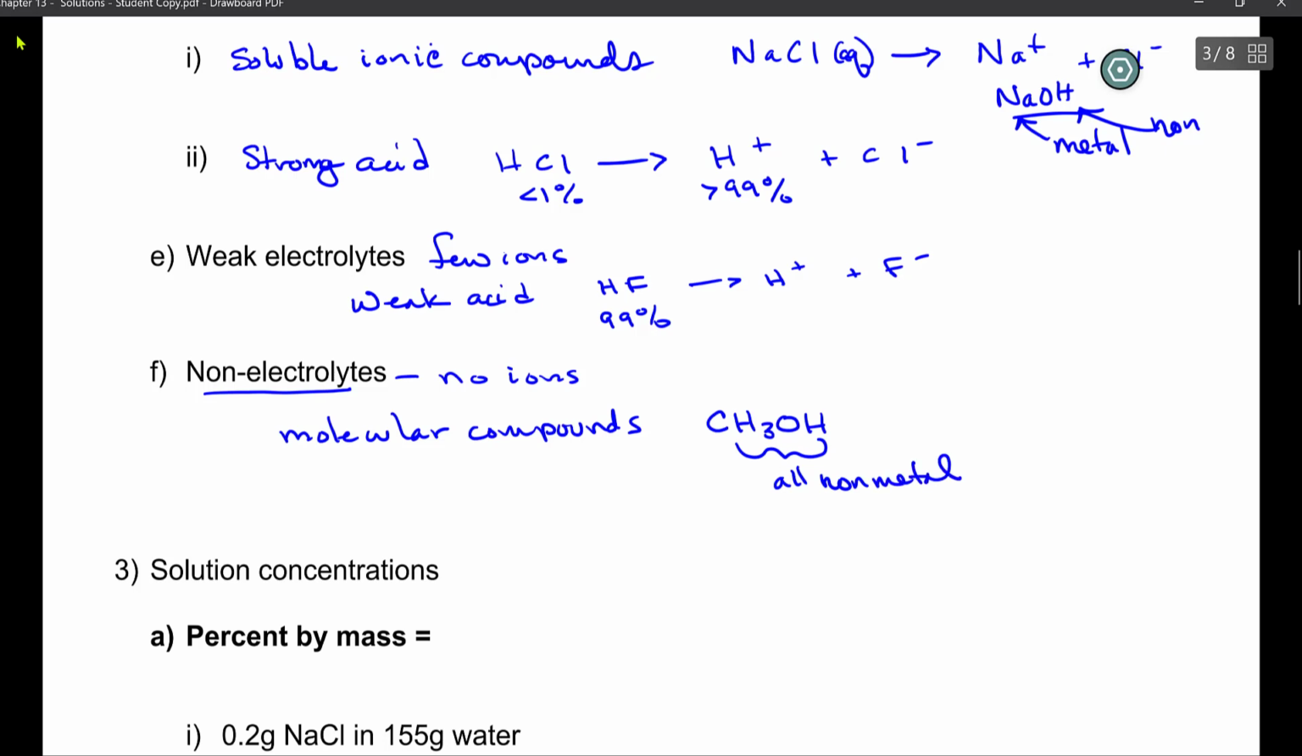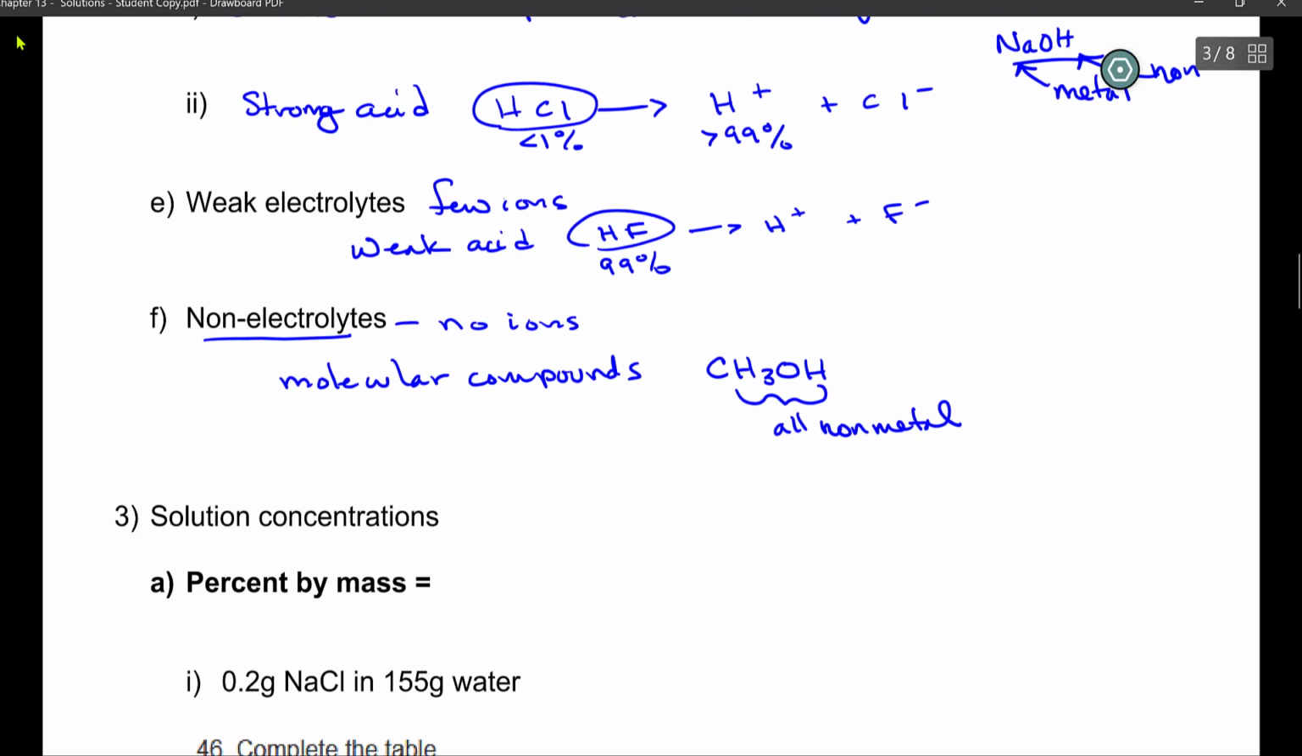The exception to that is actually the acids. Acids are generally molecular compounds, because you'll notice like HCl, there's no metal there. HF, there's no metal there. But they're the exception to molecular compounds; they're the ones that make ions when you put them in solution.